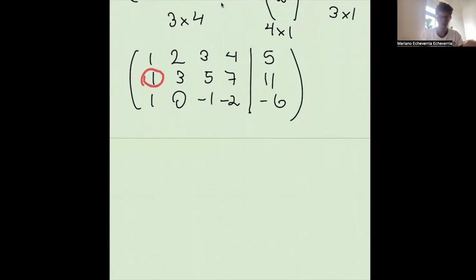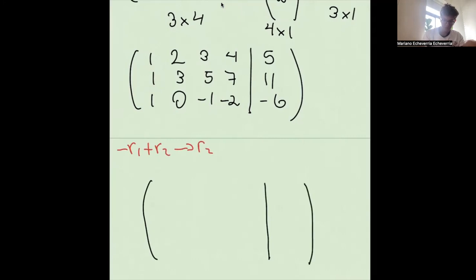How can I make a 0 here? Negative 1 R1 plus R2 goes into R2. Yes, perfect. Let's copy this. You can actually do the two operations at once. Let me just copy the first row, which is the one we're going to use to simplify the others. This is the one we use to take care of the second row.